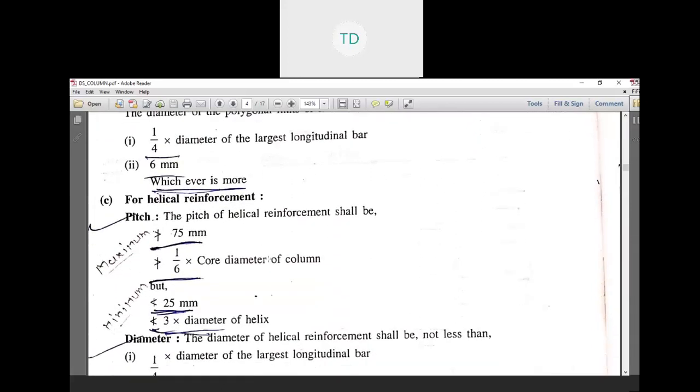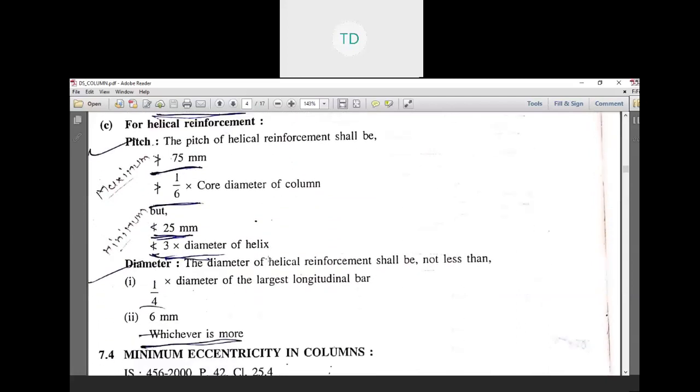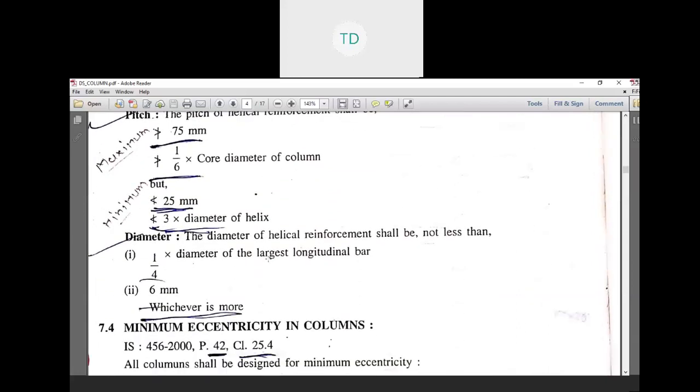For helical reinforcement, pitch of helical reinforcement shall be not greater than 75 mm, not greater than 1 by 6 into core diameter of the column, but not less than 25 mm, and not less than 3 times the diameter of helix. Diameter: the diameter of helical reinforcement shall be not less than 1 by 4th the diameter of the largest longitudinal bar and 6 mm, whichever is more.